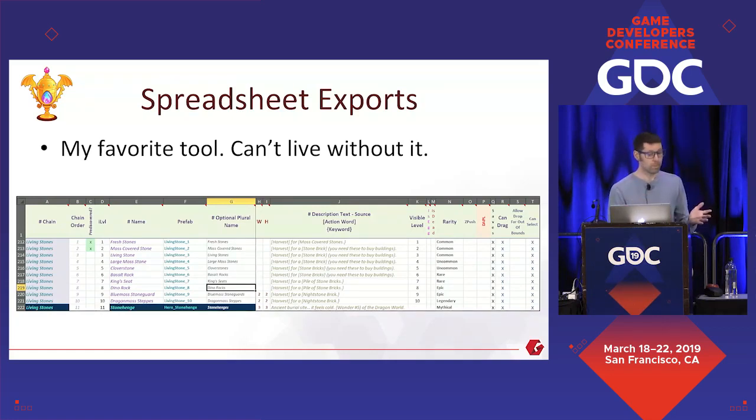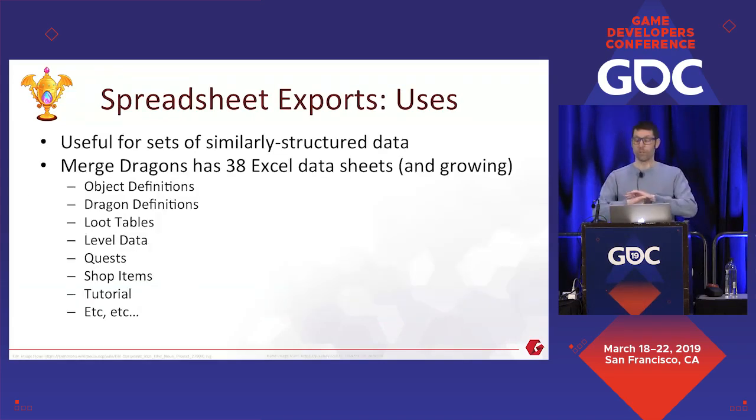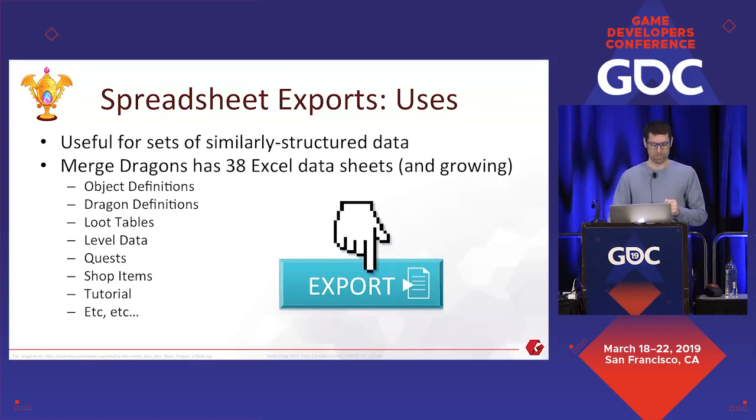The missing step is then getting your data from there quickly and seamlessly into your game, and that's what I'm evangelizing right now, in addition to spreadsheets, beautiful spreadsheets. Spreadsheets are fantastic for housing sets of like structured data. Merge Dragons has 38 Excel data sheets right now. We have sheets for object definitions, dragon definitions, loot tables, level data, quests, shop items, tutorials, and on and on and on. And any of these export to the game at the press of a button.